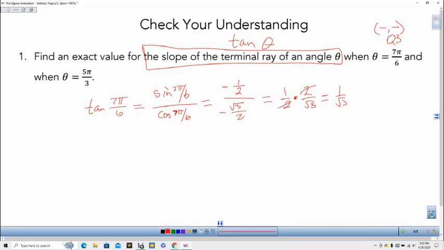If this is a free response question, you can leave it just like that. If it's a multiple choice, you may have to go ahead and rationalize that denominator. So you end up getting square root of 3 over 3 is the tangent of 7 pi over 6. All right, so let's do the same thing with the 5 pi over 3. So tangent of 5 pi over 3. Now, you may even want to pause this and try the second one by yourself and then see if you got the right answer. Give it a try.